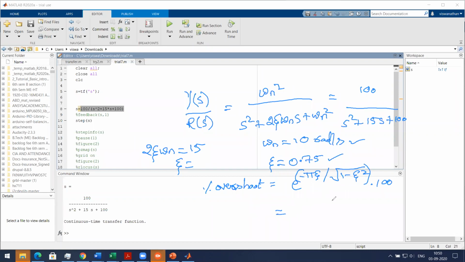So how much is this percentage overshoot? So 0.0284. Into 100, did you do? 2.842. 2.84%. Yes. Okay.